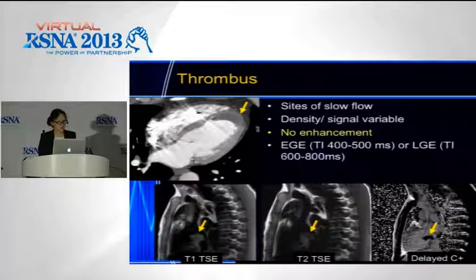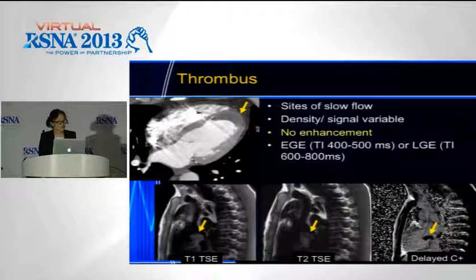Moving to thrombus, that most common of the pseudotumours. So this is found at sites of slow flow, so particularly in the left atrial appendage for patients with atrial fibrillation, or in patients who've had prior MI, we tend to see it at the left ventricular apex. And density or signal of the thrombus will be variable depending on the age of it. And the characteristic finding is no enhancement whatsoever.